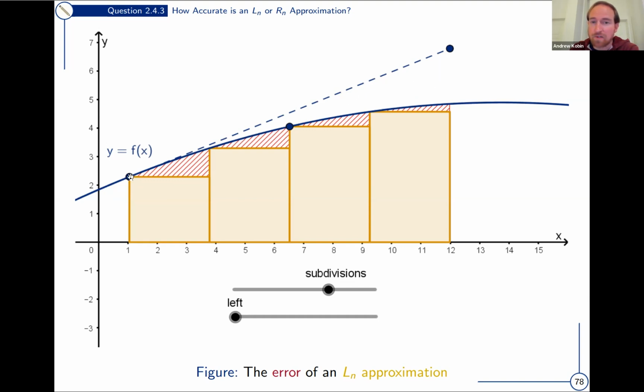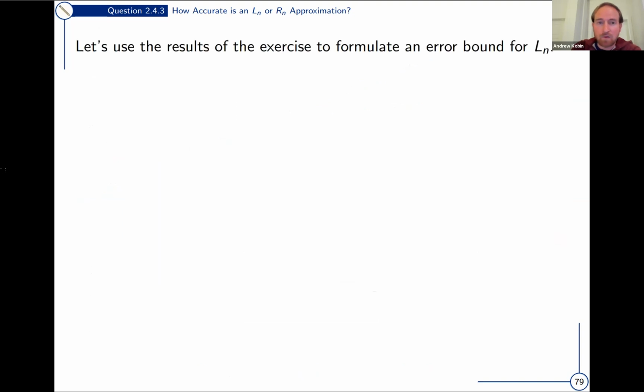The worst case scenario is if the graph, the solid blue, was equal to its own tangent line for some little interval, in which case this straight line would completely capture the error inside of smaller triangles. But you can see that the error is even better than that bound here. To make things more concrete, let's together formulate an error bound for Ln using our observations in that graph and using the exercise that hopefully you were able to think about.